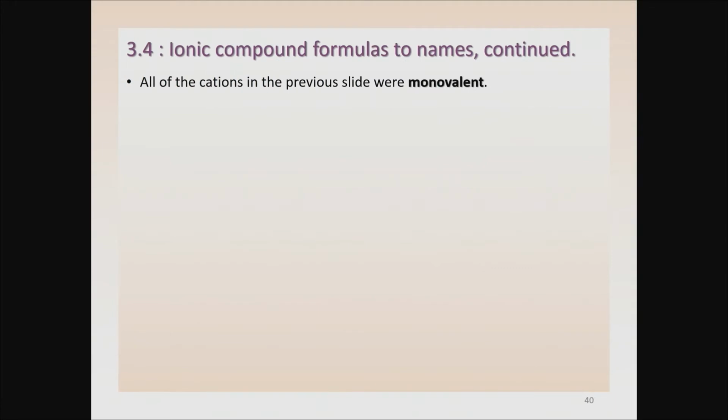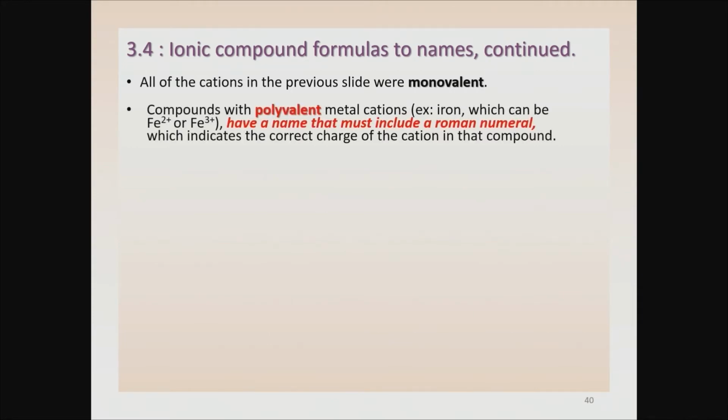Okay, so again, all the examples I went over on the previous slide were when the cations were monovalent. Now, when you're dealing with a formula with a polyvalent cation, then it gets a little bit more complicated. And so what you have to be sure to do, when you write out the name of the formula, is indicate what the particular charge of that cation is by using a Roman numeral.